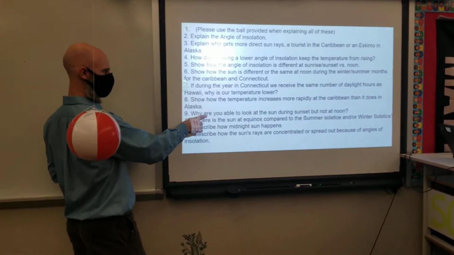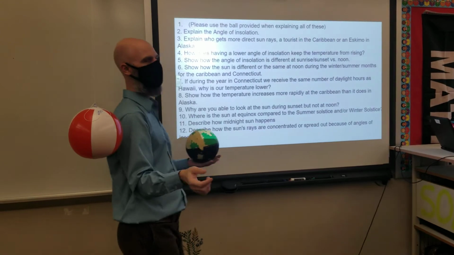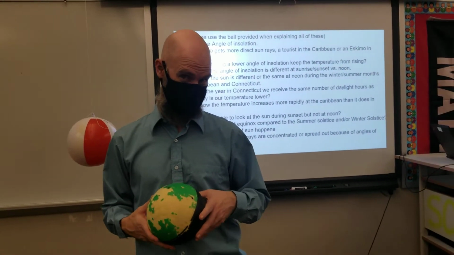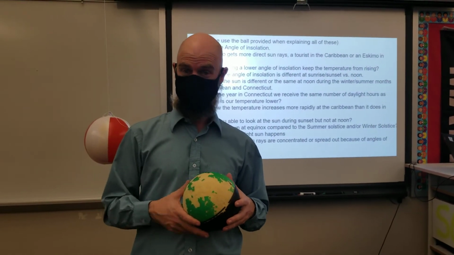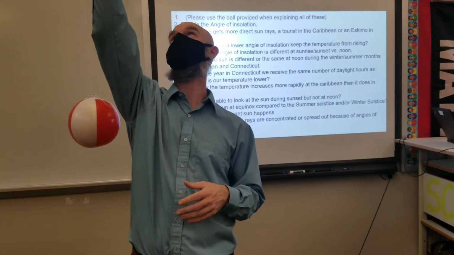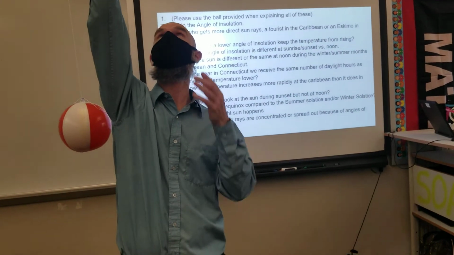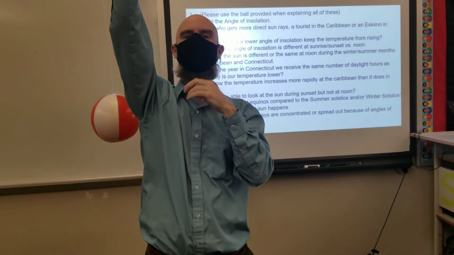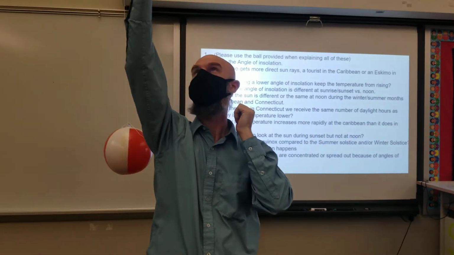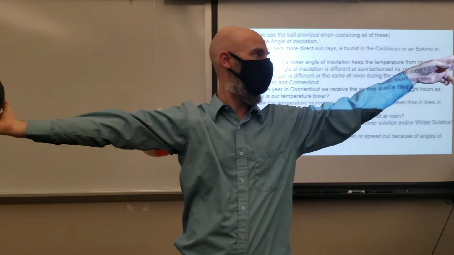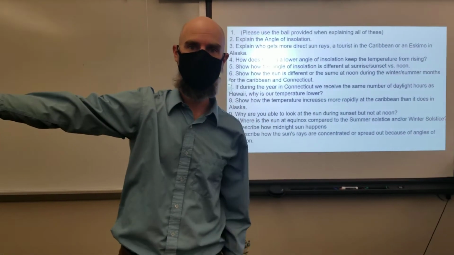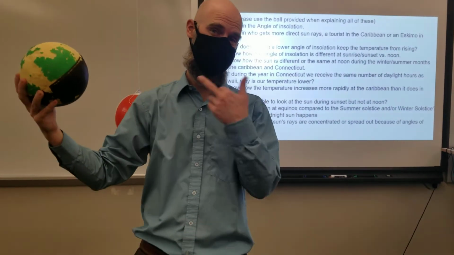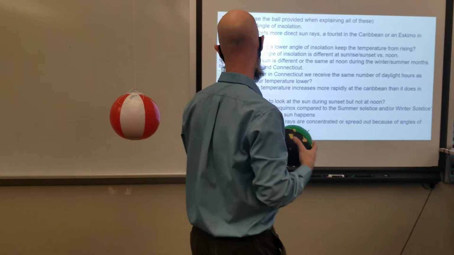Why are you able to look at the sun during sunset but not at noon? I feel bad for this question. This question is kind of fake. You shouldn't be looking at the sun at noon or sunset. That being said, when the sun's right above you at noon, there are a lot more rays that are a lot more concentrated as they enter your eyeball and your head. At sunrise and sunset, the rays get spread out more, so it's not as bad for your eyes to look straight into the sun. Still not a good idea though.